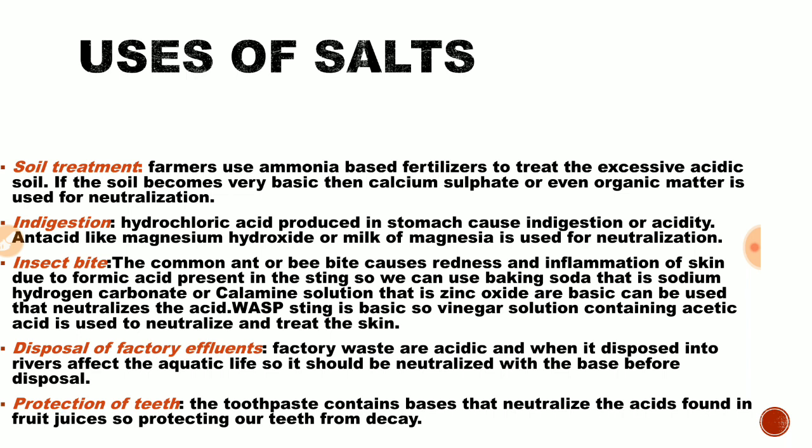Second one is indigestion. What is indigestion? Suppose when we eat very fried food or spicy food, then in our stomach, which acid is produced? You already know that hydrochloric acid is produced in our stomach, which causes indigestion or acidity. To control this acidity, we have to use an antacid. Which antacid? Magnesium hydroxide, also known as milk of magnesia, which controls the acidity, because when acid and base react, a neutral salt is formed in our stomach and acidity is controlled.